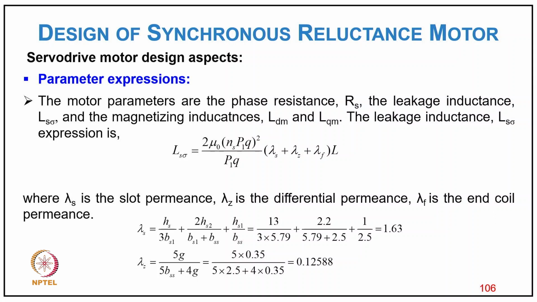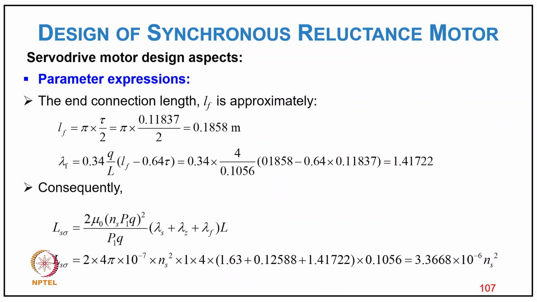Similarly, λZ equal to 5g upon 5BSS plus 4g, that comes 0.12588. Then the end connection LF is approximately πD upon tau, which comes 0.1858, and λF, computing value, is 0.34 Q upon L in bracket LF minus 0.64 tau, value it comes 1.41722. Consequently, L sigma M, putting the value of all the μ0 and the rest, is 2μ0 P1Q NS square upon P1Q times (λS + λZ + λF) into L. So putting value it comes like 3.366 × 10^-6 NS square.